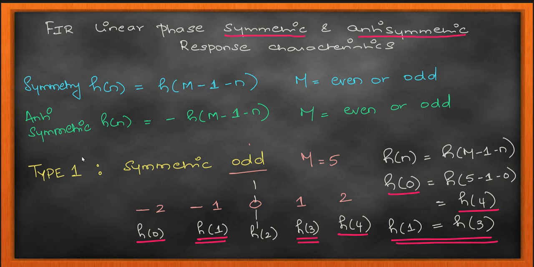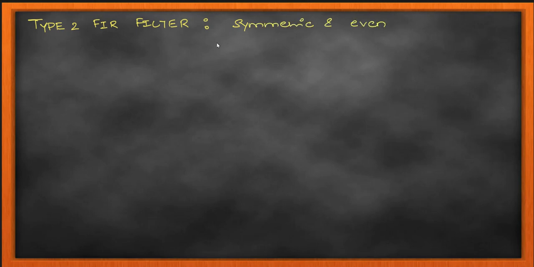For anti-symmetry it is quite the opposite. If I have my first half positive, then I want my second half negative, and if I have my first half negative, then I want my second half positive. So these are the cases where we select whether we go for symmetric or anti-symmetric. Even or odd doesn't matter, to be very frank.